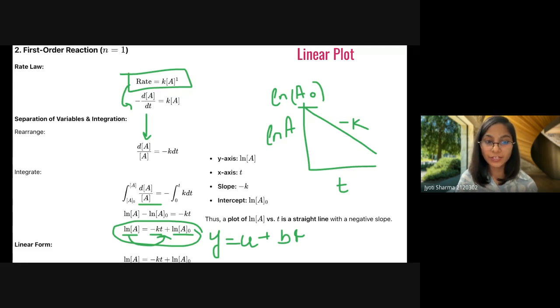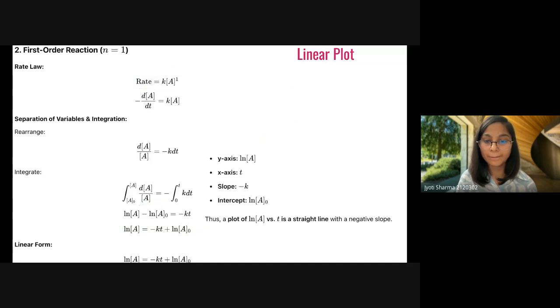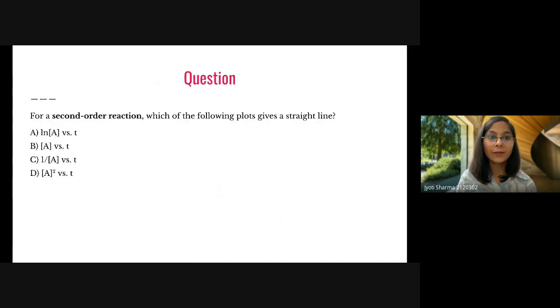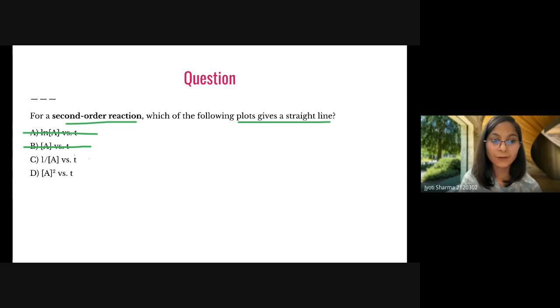So for first order reaction, there should be natural log. For the zero order reaction, it was just the concentration of the reactant, right? Just keep in mind. Okay, the next is, if you have the second order reaction, then what kind of plot will give you the straight line? We already have talked about this. This was for the zero order reaction, right? So this will not be the answer. This we already have talked about. This was the first order reaction. So this again will not be the answer. You have just option C and D.